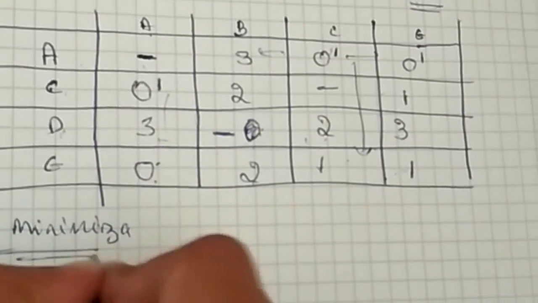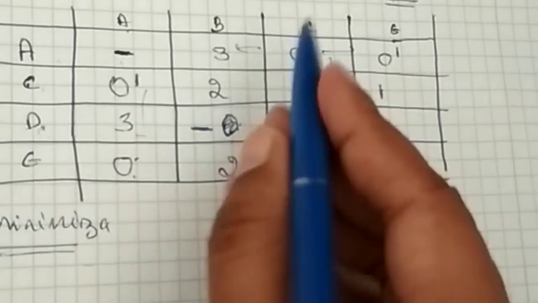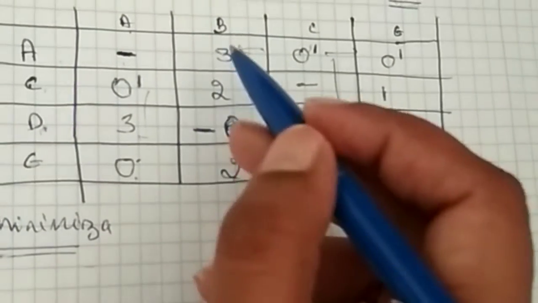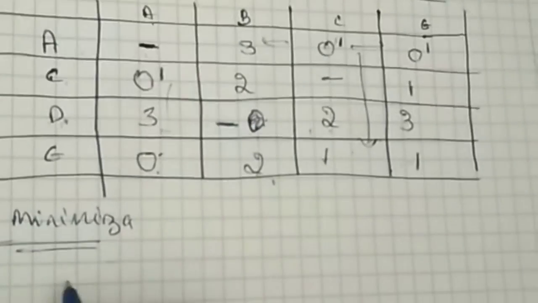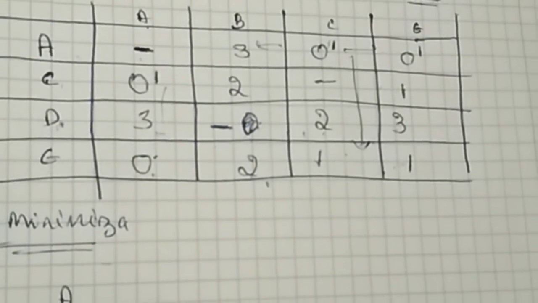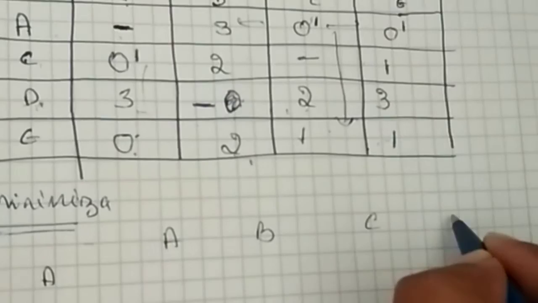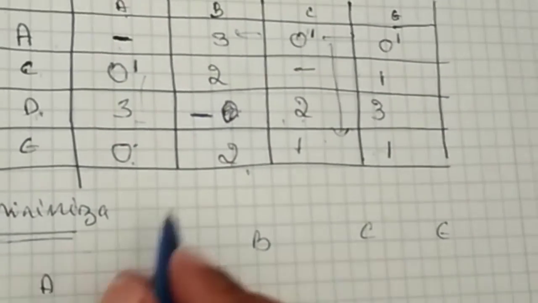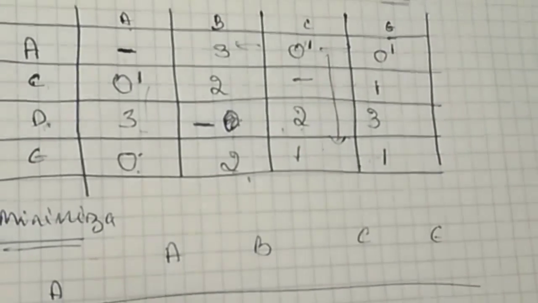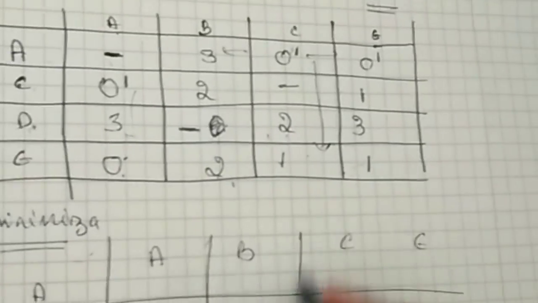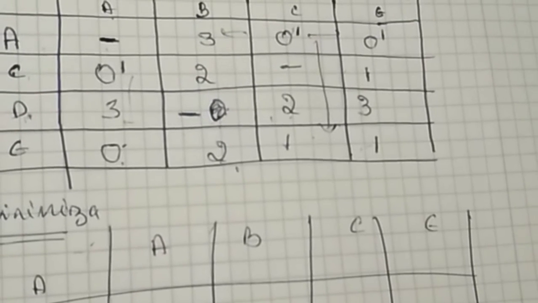Minimization, this step you need to do row minimization for row D and column minimization for column B, right? So let me write a matrix A, C, D, E, and here A, B, C, and E. So first, before filling all other things, what you need to do is fill that particular row and column. So for D, what is the minimum?